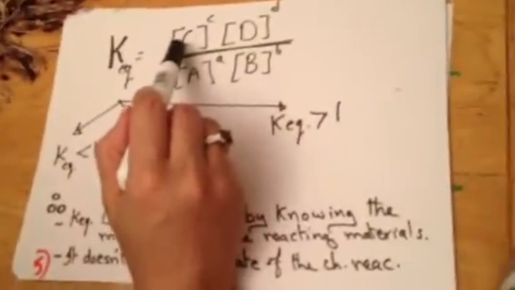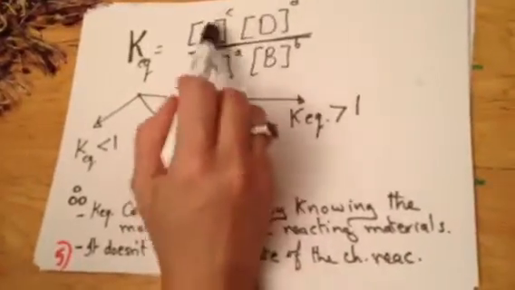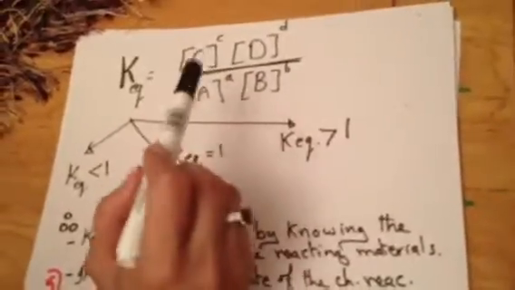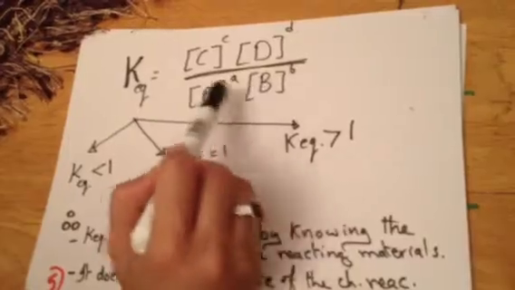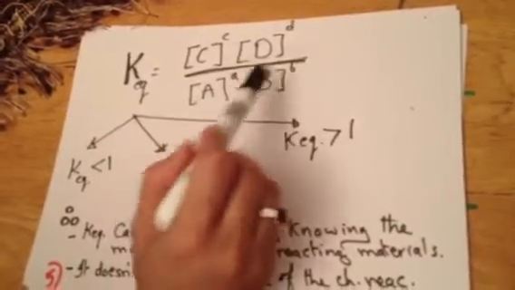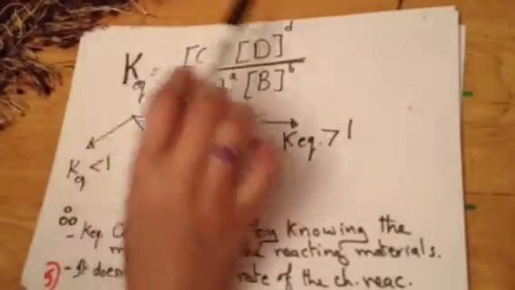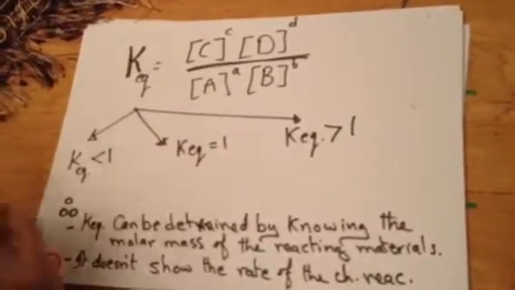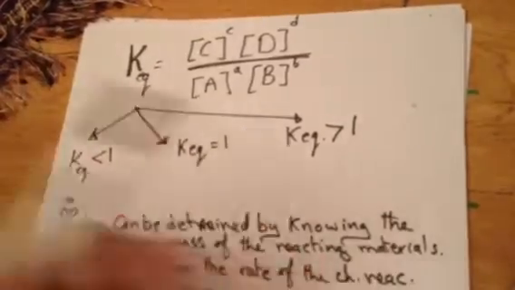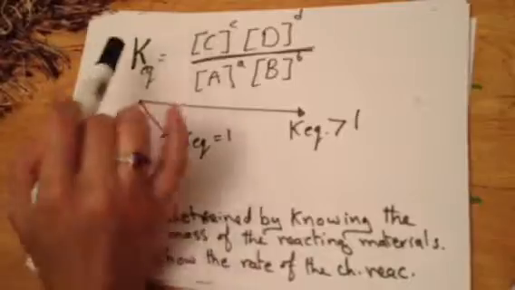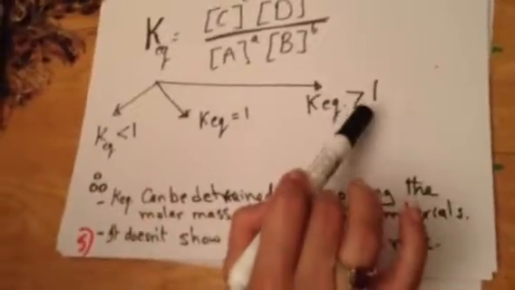So we stopped at the formula: the equilibrium constant equals the product of the concentrations of the products raised to the power of their coefficients, divided by the product of the concentrations of the reactants raised to the power of their coefficients. This is also the definition of the equilibrium constant. Notice that this is very important.